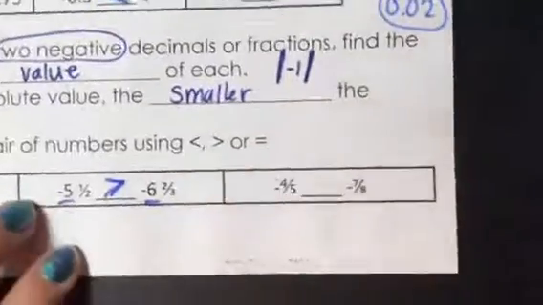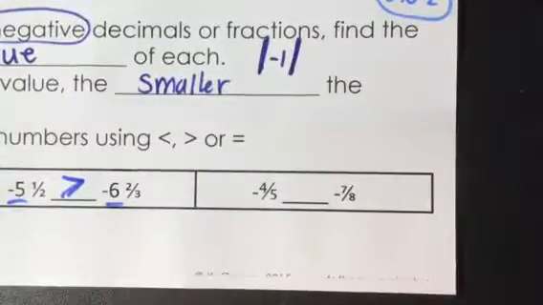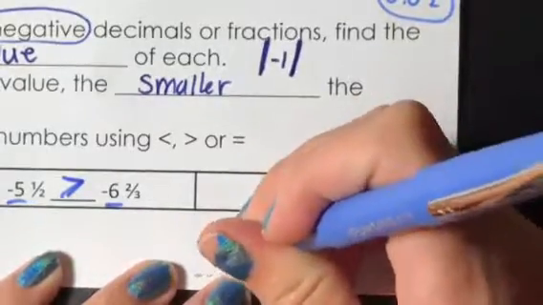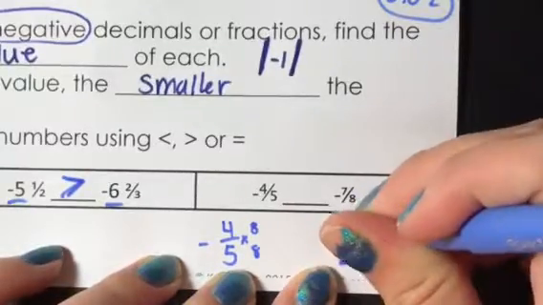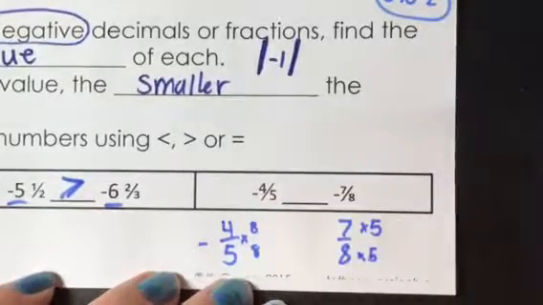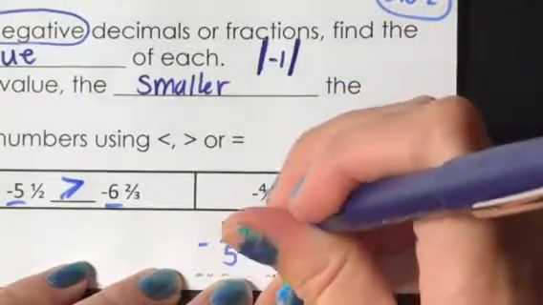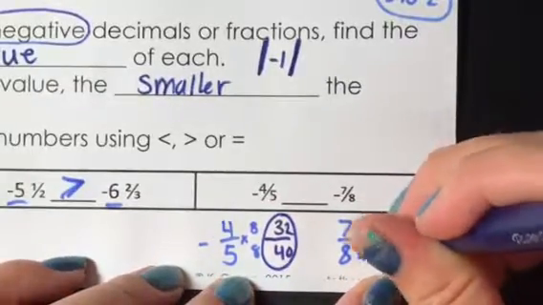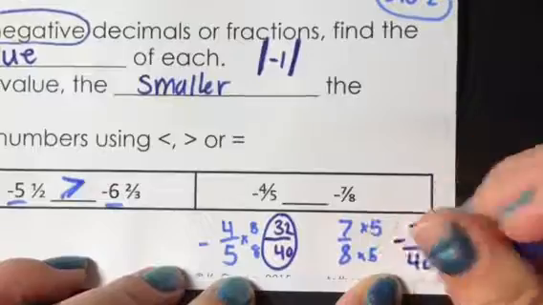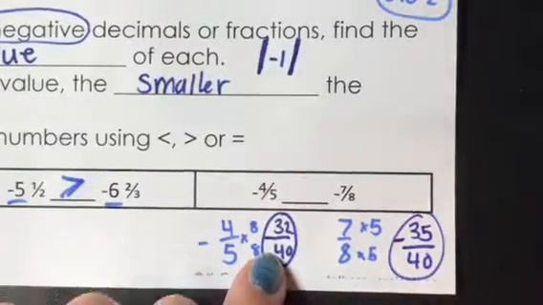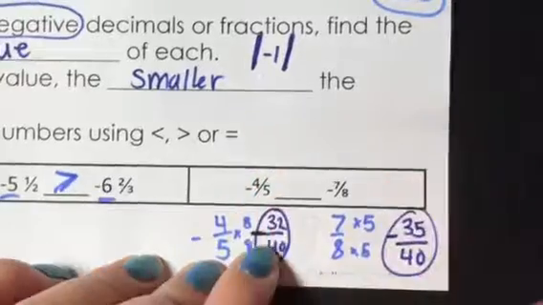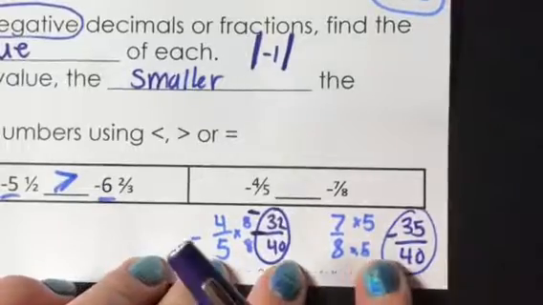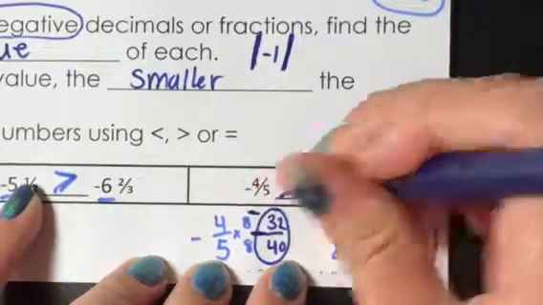I would recommend, for situations like this, to find the common denominator. So if I multiplied 4/5 times 8 and 7/8 times 5, the new fractions would be negative 32 over 40 versus negative 35 over 40. Negative 32 over 40 is going to be closer to 0 than negative 35 over 40. So this one is bigger.